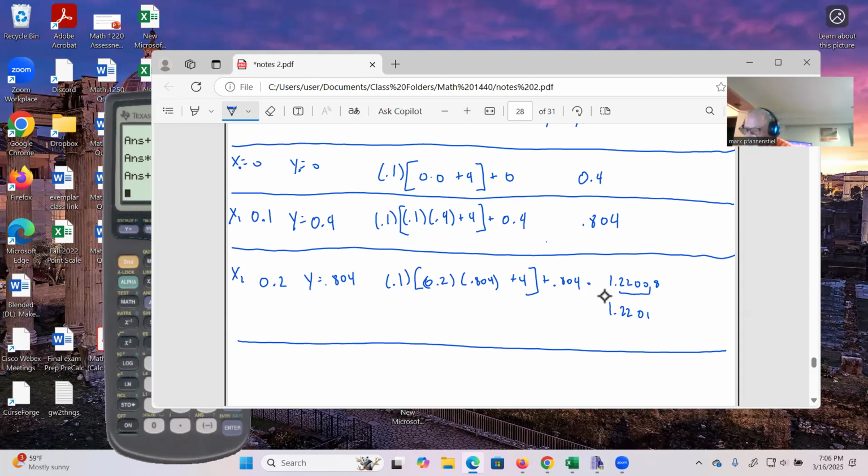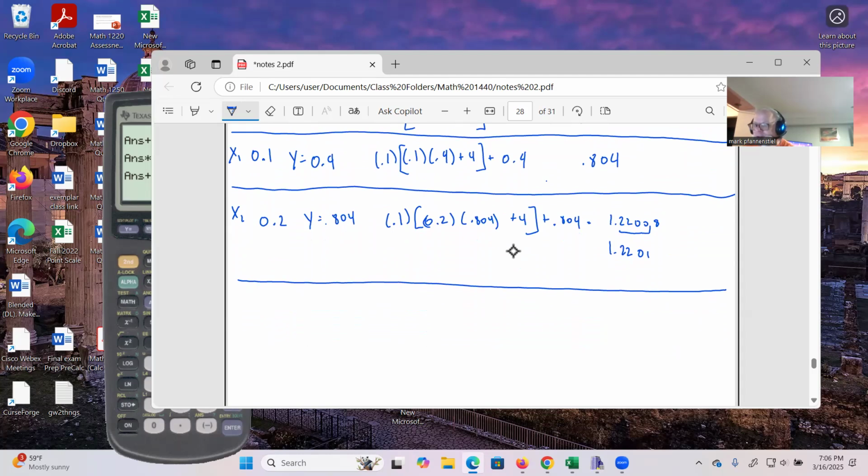All right. Next thing that we have to do, we have one more step to go forward. Turn the crank one more notch. So we have x3, our third value. So we add 0.1 to 0.2, we end up with 0.3. My y value is now equal to 1.2201. Now we have to calculate what's going to happen here. So we have 0.1 times the bracket of xy, so 0.3 times 1.2201 plus 4. Then we add this to the previous value, 1.2201, and see how we go.